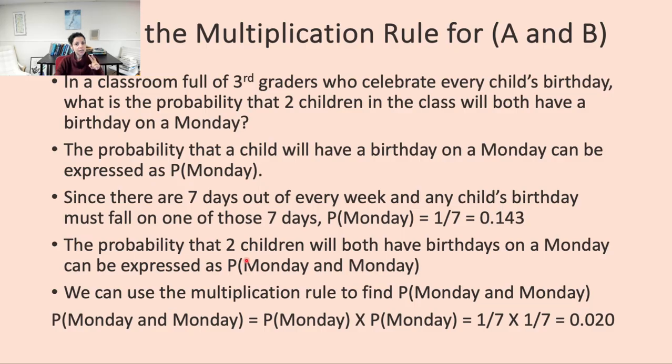The probability that 2 children will have birthdays on a Monday is expressed as the probability of Monday and Monday. And we can use the multiplication rule to find that out. So the probability of Monday and Monday is equal to the probability of Monday times the probability of Monday, which is 1 over 7 times 1 over 7. And that's equal to either 1 over 49 or 0.02.